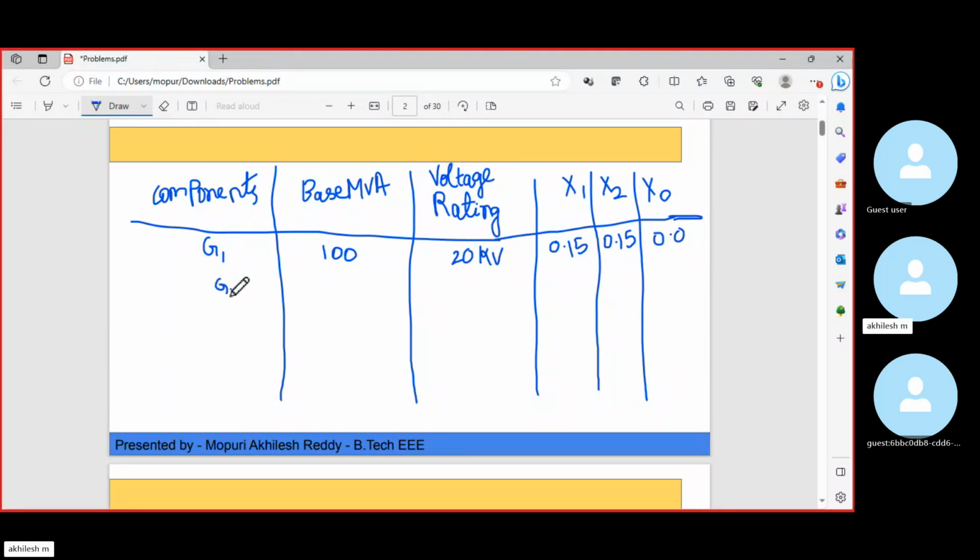Then coming to generator 2, we again have 100 MVA, and the kV rating is 20 kV. The X1 and X2 values again remain the same. This is 0.05. Here it is 0.15. Here also it is 0.15, and the zero sequence value is 0.05.